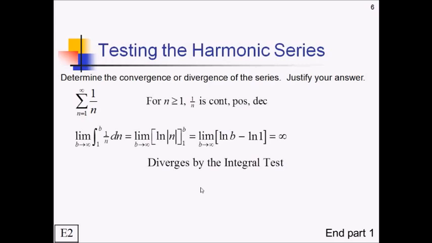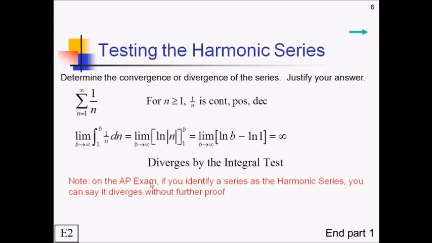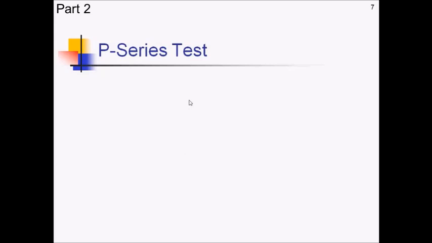So the good news is you finally figured out what the harmonic series is doing. The bad news is this is kind of a drawn-out process, but there's more good news. On the AP exam, if you identify that a series is the harmonic series, you can just say it diverges without any further proof.